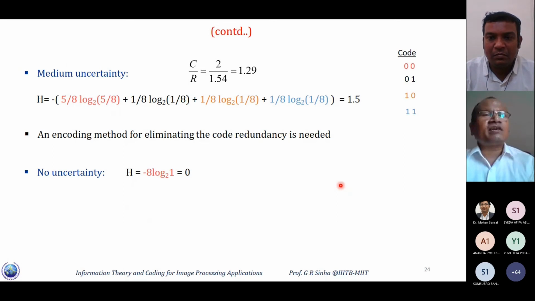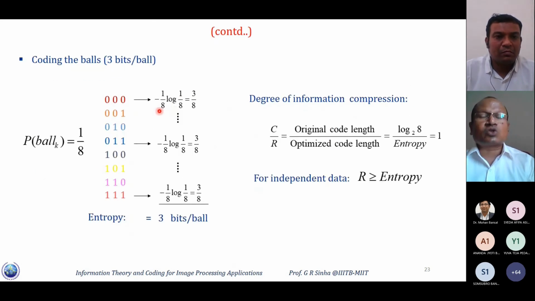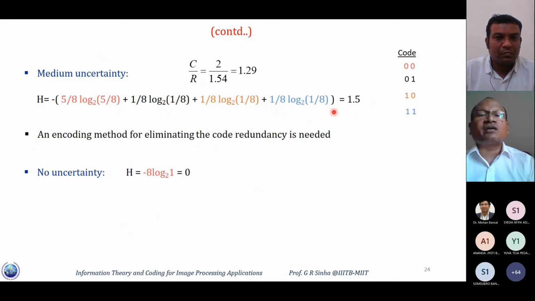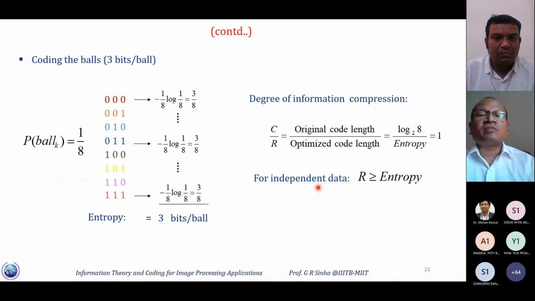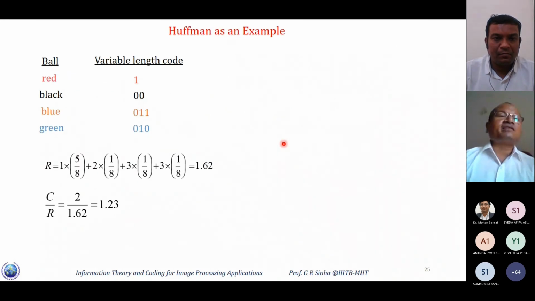So what I'm trying to say is, suppose you are representing in another way, you require different coding, not like this coding. Then what you actually require is not 1.5, it's 1.54. So in place of 2 bits, you require 1.54, it means there is C by R, where C is the total code length and R is your optimal length. So you can see there is some benefit. It means the encoding method can help in eliminating the code redundancy.